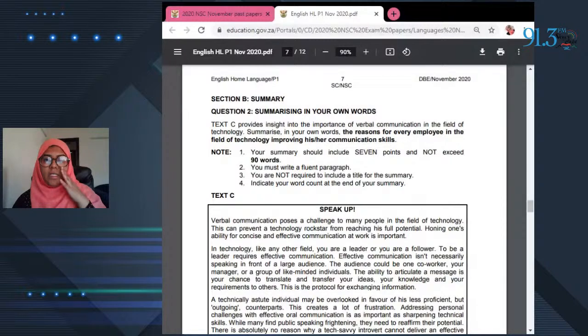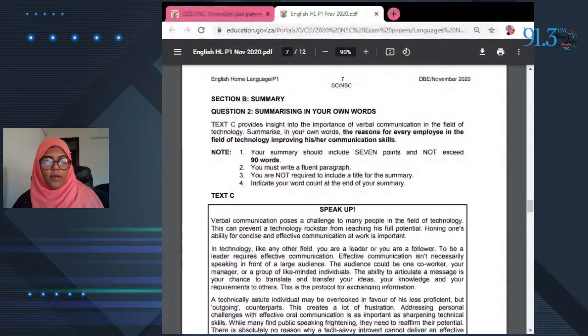So when we do summaries, we are not necessarily reading only for understanding. When we read, we read for understanding, in addition to also recording. So, what that means is you're recording the information that's being asked for. So, you're specifically looking for that. So, in this question, they ask you the reasons for every employee in the field of technology improving his or her communication skills.